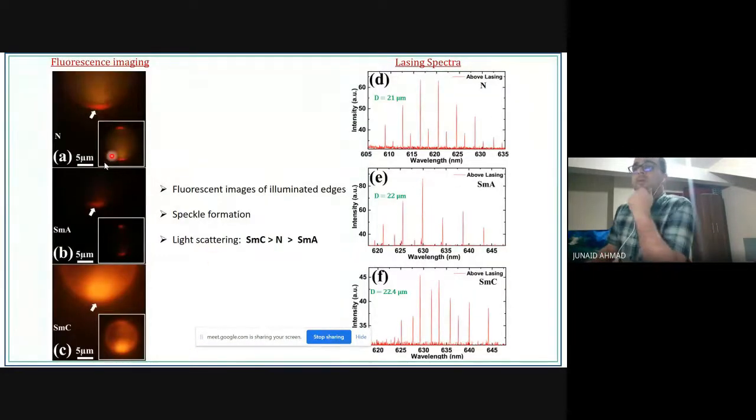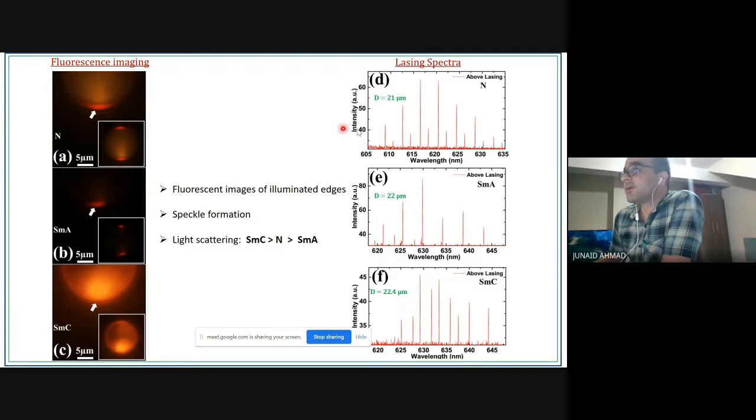Next, we excite these liquid crystal droplets, which correspond to 3 different phases. This shows an illuminated edge corresponding to 1 droplet, and this the whole droplet, corresponding to the nematic phase. And similarly, these are the smectic A and smectic C phase droplets. One could see clearly that the contrast in this case is quite poorer than in the case of smectic A, and is the poorest in the case of smectic C phase, which essentially means that we have more scattering loss in smectic C phase, then next in nematic phase, and the least in smectic A phase.